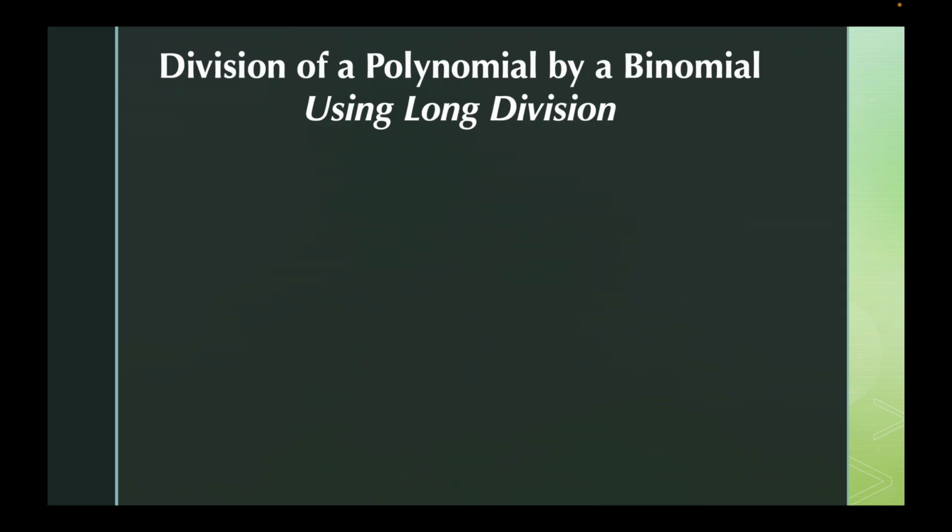Now we're going to talk about how to divide a polynomial by a binomial using long division. In this case, if you are given a polynomial, a trinomial, and you are dividing it by x plus 7, this is different from dividing a polynomial by a monomial, because in this case now you have two terms, and you can't just split it into 2x squared over x plus 7, 11x over x plus 7, minus 21 over x plus 7.